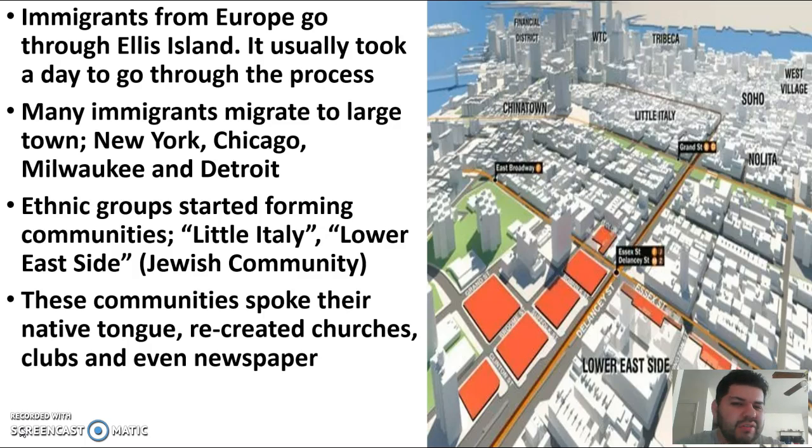And some even had their own newspapers, talking about what's happening in their old country and what's happening in their new community, things like that. So a lot of these immigrants, again, formed into cultural communities.